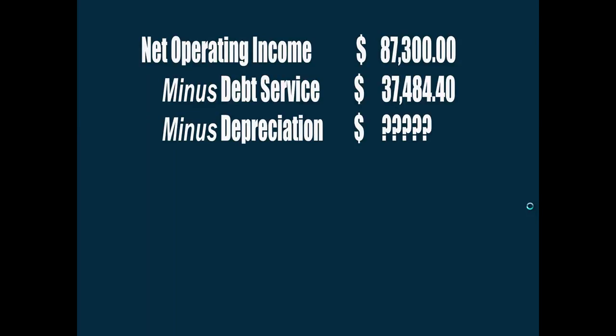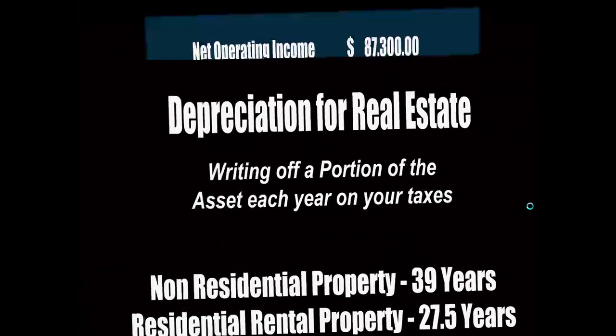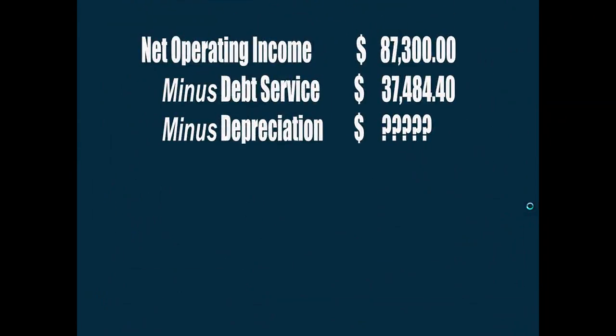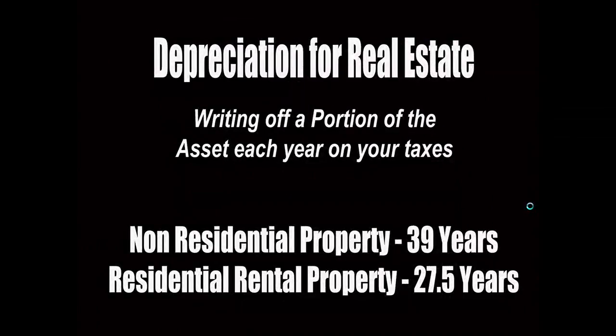And incidentally, what I have on the screen is incorrect. It says minus debt service. It's actually minus the interest portion of the mortgage payment. So again, we have an NOI. Oh, and by the way, I realized I have this on here. We want to figure out what that depreciation is. So let me skip ahead here for a second.